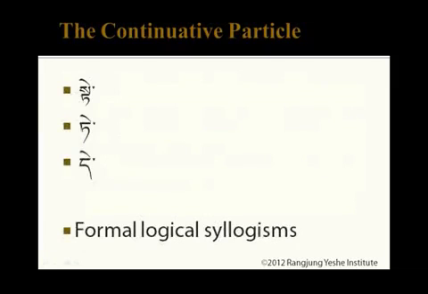The continuative particle can also be used in formal logical reasonings, showing the connection between the statement made and the reason justifying the statement. This is extremely common in philosophical texts. In formal logical syllogisms, which is, for example, the common structure of Tibetan monastic debate, the continuative particle is placed at the end of the statement made, while chir is placed at the end of the reason.